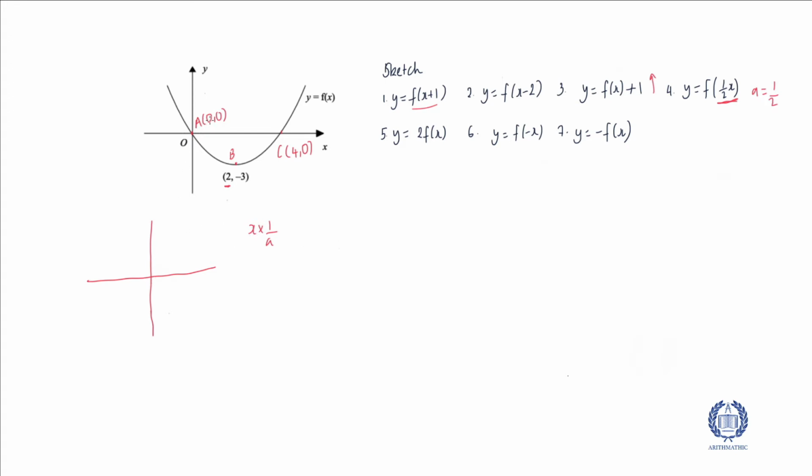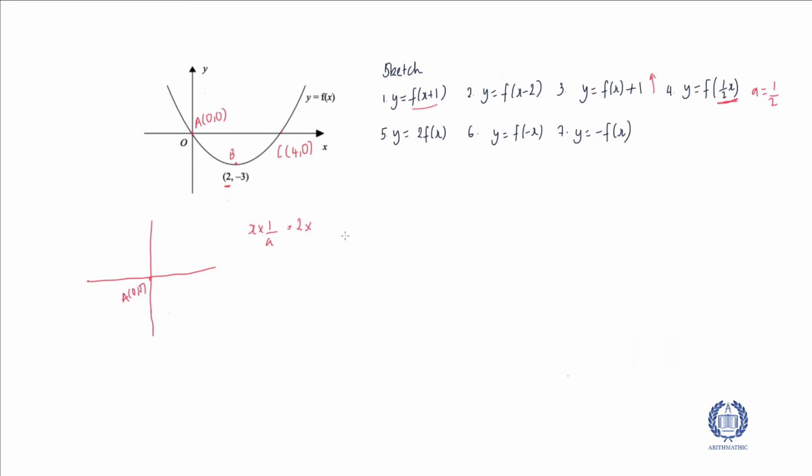So you need to look at your x coordinates. For my a, the x coordinate is 0, so that's going to stay the same, because you're going to times it by something and it's not going to change. It's just going to be 0 either way. If you look at b, your x coordinate is 2. So what we're going to do is 2 times my 1 over a. Now my a is half.